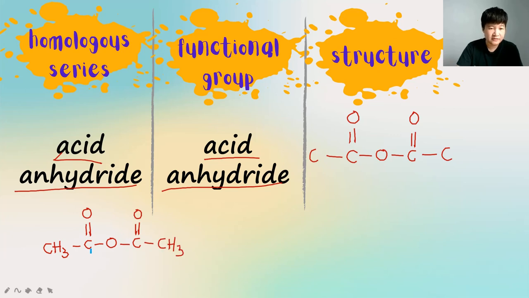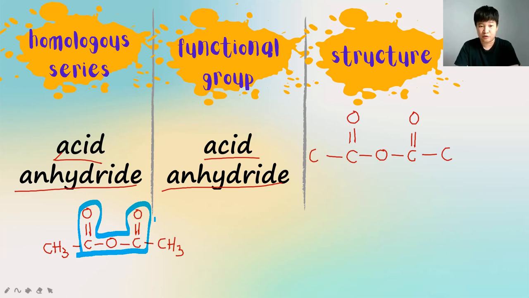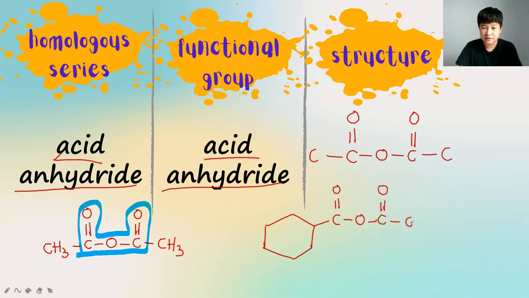Similar to previous, the C double bond O must be bonded directly to the O and directly to the C double bond O. And that is your acid anhydride, okay? You can have a bigger structure where you can have a ring holding to a C double bond O, the acid anhydride group, and holding to more carbon.